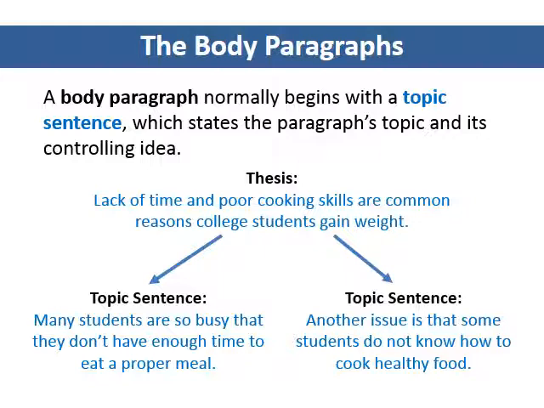Notice in this example how the two topic sentences focus on different points in the thesis statement. So, one body paragraph will be about students being too busy, while the second body paragraph will be about students not knowing how to cook. Each gives a reason why people may gain weight when they are college students.